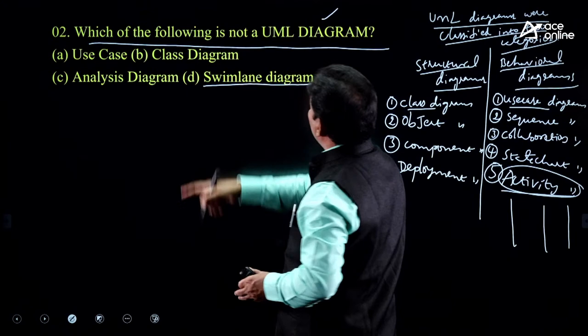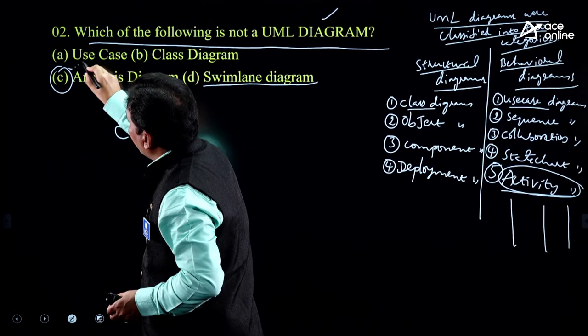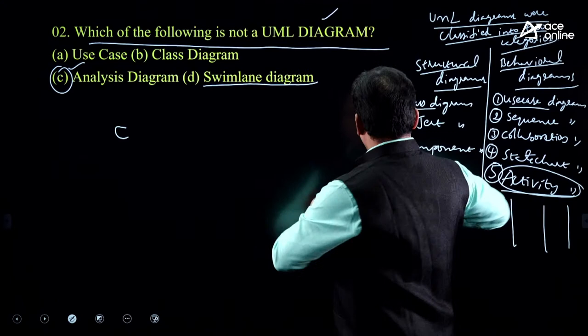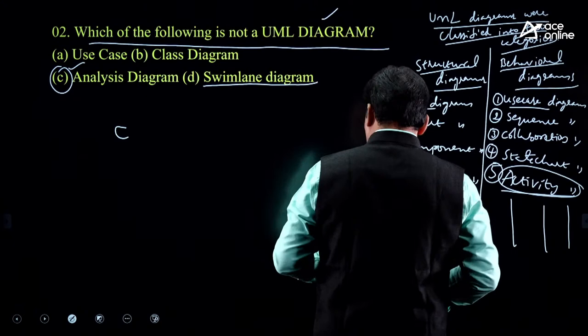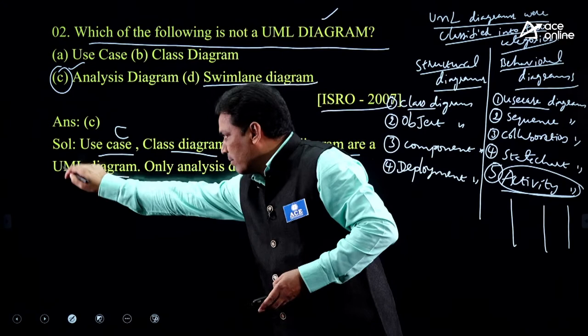Then what is the question which was asked here? Which of the following is not a UML diagram? Analysis diagram is not a UML diagram. The answer is C. This is the concept you are supposed to know. This question was asked in ISRO 2007. So use case, class, and swim lane diagrams are UML diagrams. Only the analysis diagram is not UML.